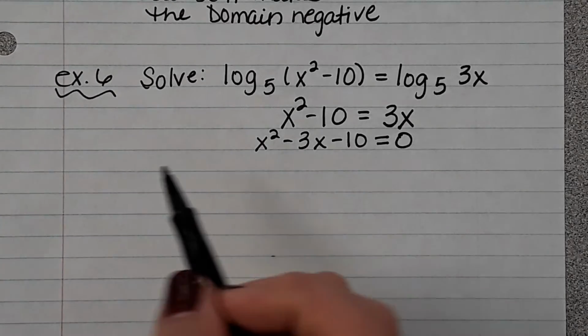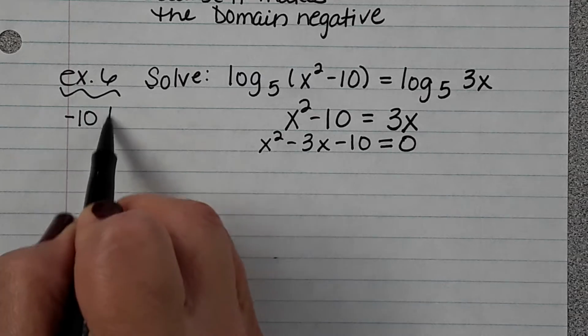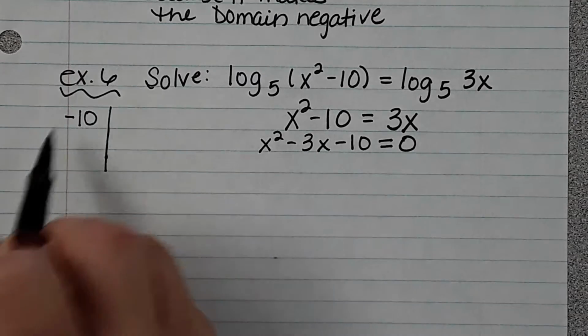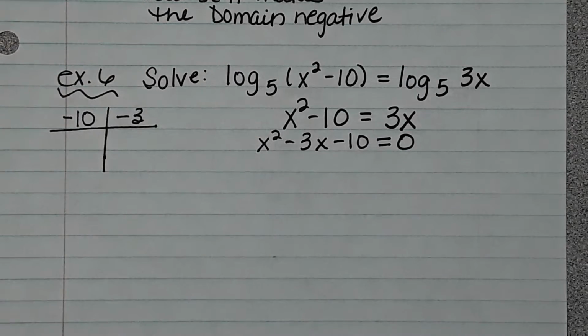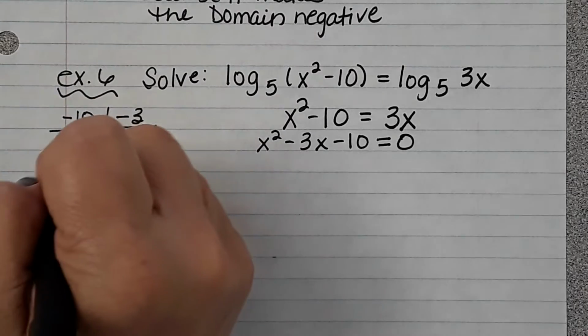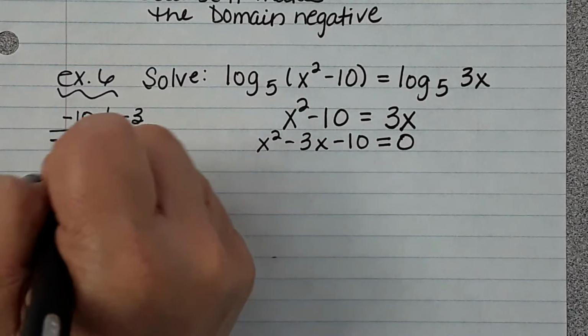Okay, so now we're going to look for two numbers. When you multiply, you get negative 10. And when you add them, you get negative 3. What are two numbers that you think of for 10? 2 and 5. Because this is a negative 10, you need one to be negative and one to be positive.